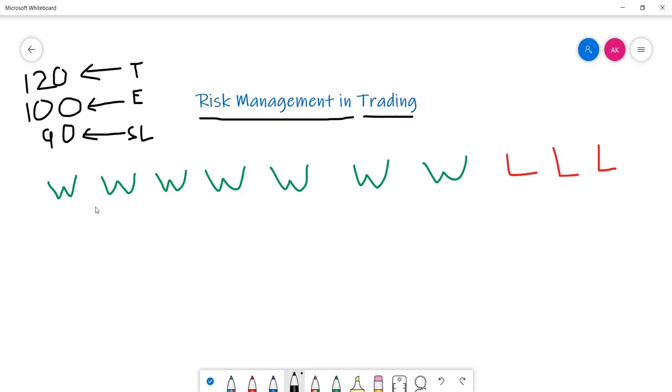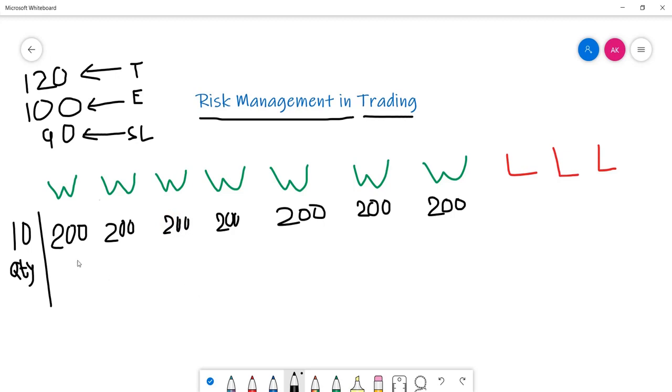Okay, let's say that in each winning trade you enter with 10 quantity. So you have a 20 point gain per share, so 10 shares means it will be 200 rupees win, correct? In the second trade also you win 200 rupees. Like this you win 200, 200, 200 in each winning trade, and the total is 1400. So this much you win.